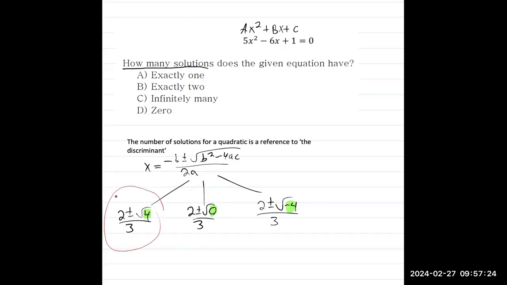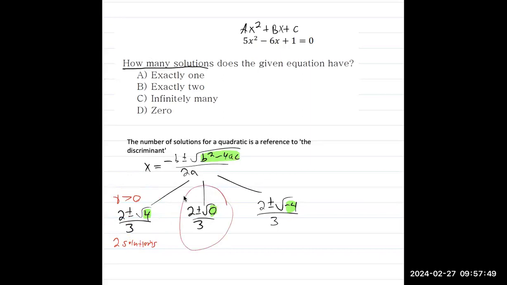So here, when the discriminant is positive, you'll have 2 solutions, and that's because we would literally be doing 2 plus 2 over 3 and 2 minus 2 over 3. So we would get 4 over 3 or 0, and because the discriminant, the green part, because the b squared minus 4ac is positive, we end up with 2 solutions.